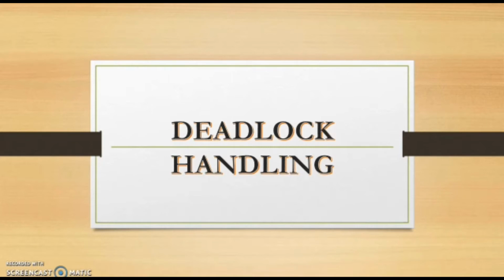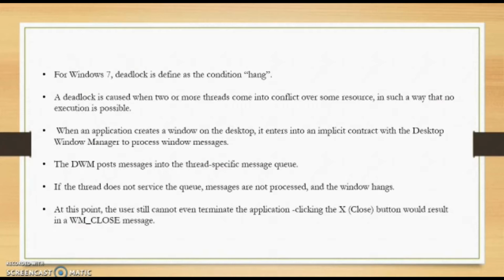Today I would like to present about deadlock handling. What is deadlock? For Windows 7, deadlock is defined as the condition hang. A deadlock is caused when two or more threads come into conflict over some resource in such a way that no execution is possible. When an application creates a window on the desktop, it enters into an implicit contract with the Desktop Window Manager, or DWM, to post messages into the thread-specific message queue. If the thread does not service the queue, messages are not processed and the window hangs.